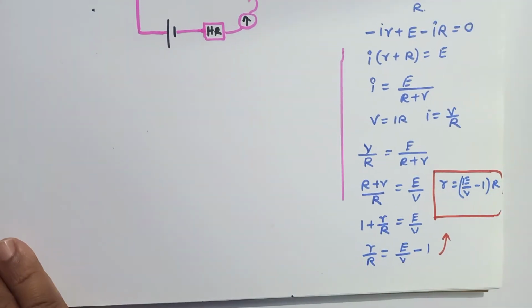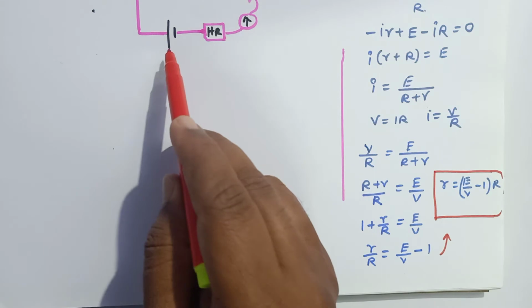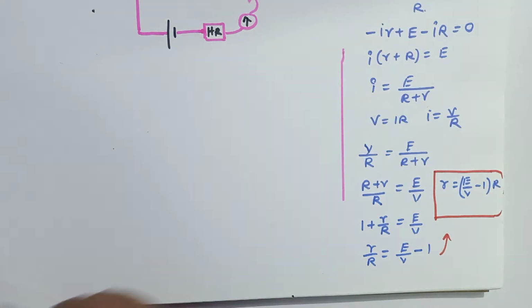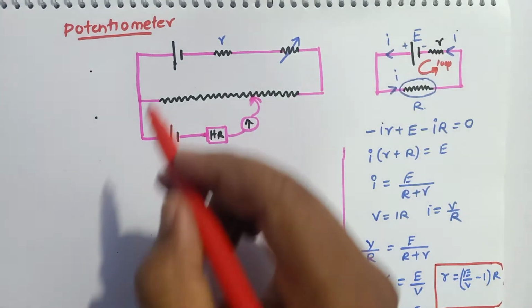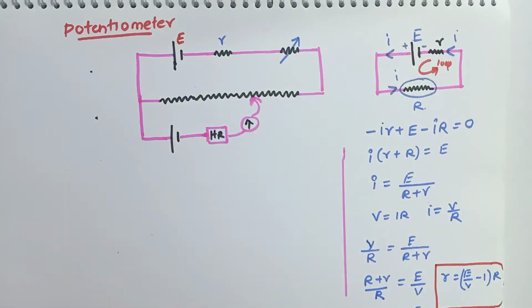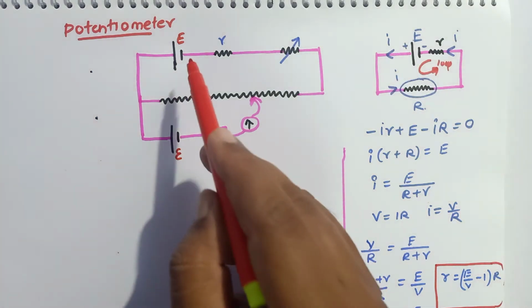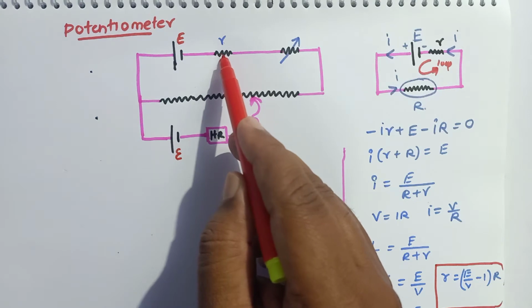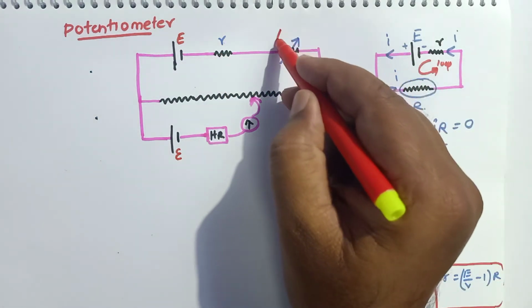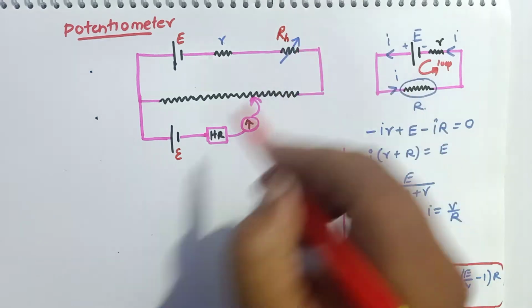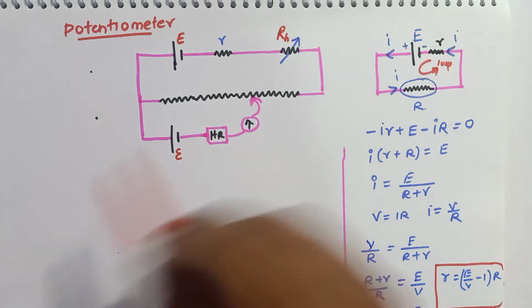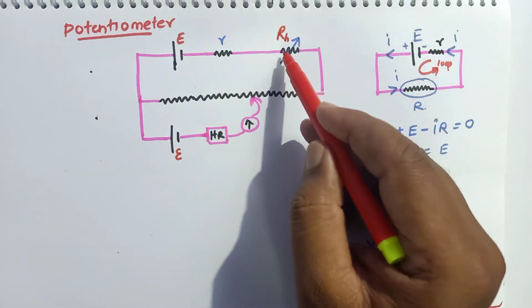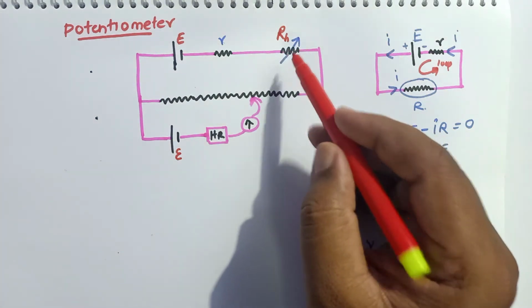Now let us discuss the circuit here. If you are going to consider this potentiometer, in this potentiometer, let us imagine this is a battery of EMF E. This is a battery of EMF small e, let us imagine. This is the internal resistance of a battery, that is small r, and this is called a variable resistance, which is taken as RH. Rheostat it is called. Whenever resistance is variable, it is called a rheostat. Rheostat means here resistance can be increased or decreased.